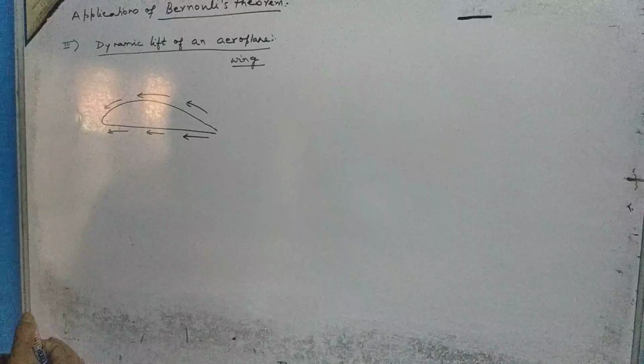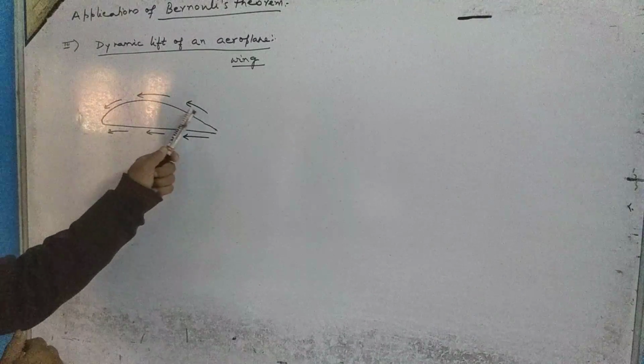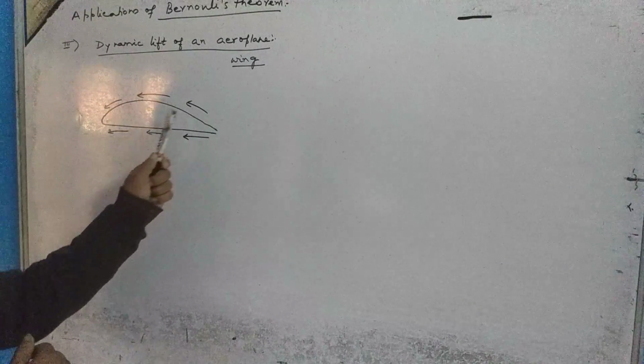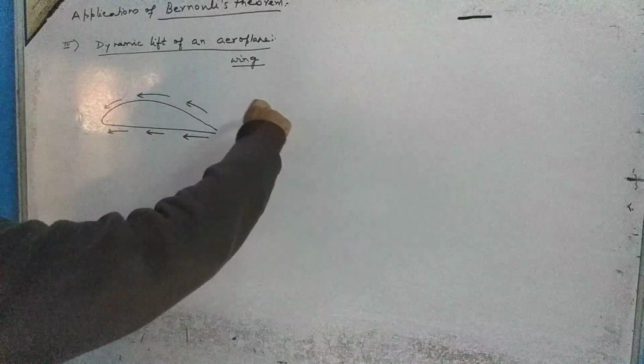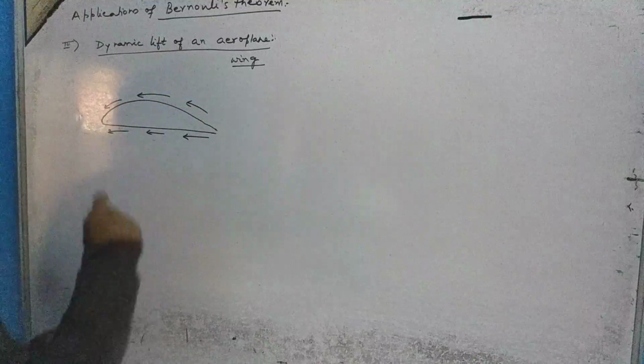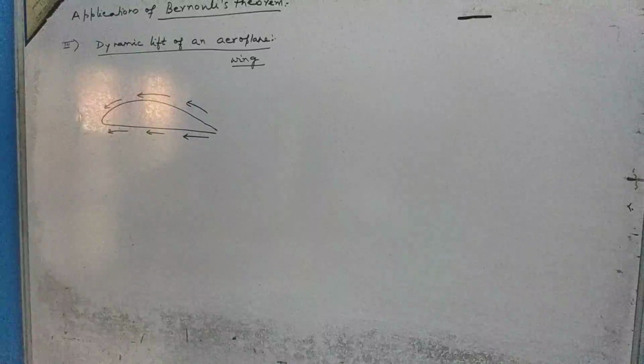What will happen when the aeroplane is lifting up? The air layer, these arrows are indicating the directions of the air layer. The air layer will be moving as shown in the figure. Obviously, the air layer will have some velocity, but before I come to this point, I discuss one thing.